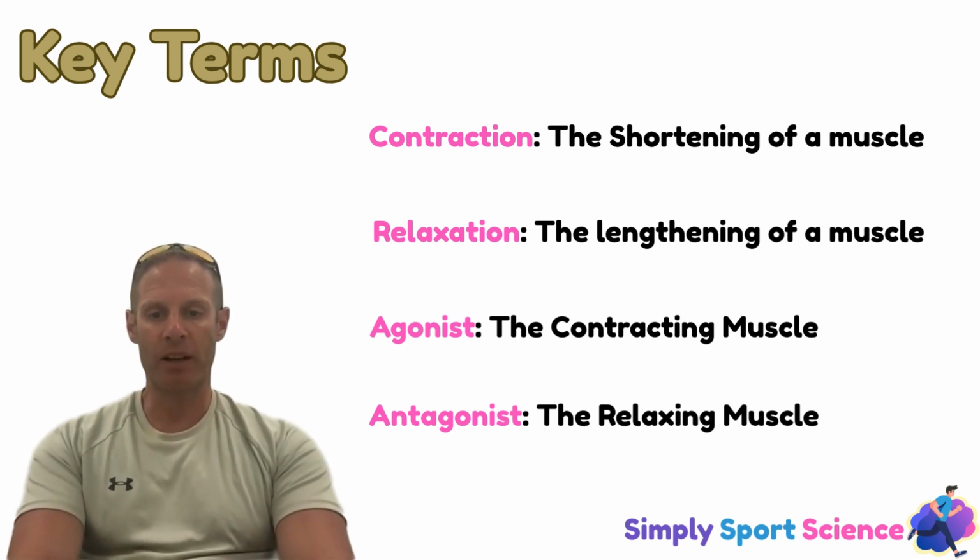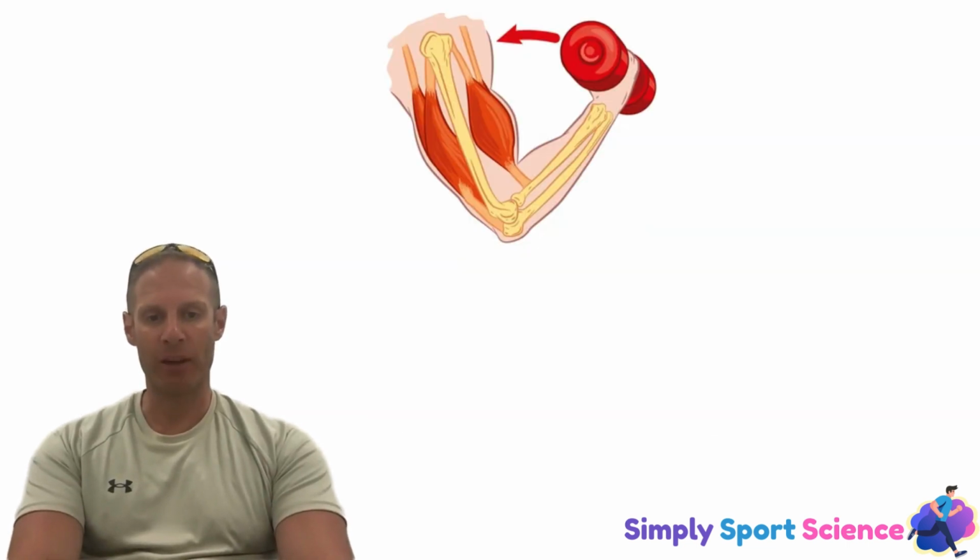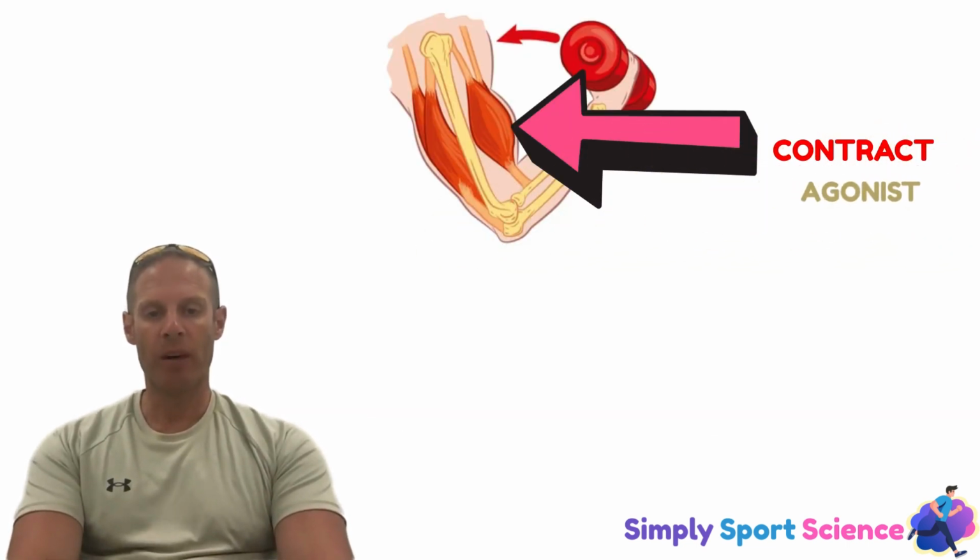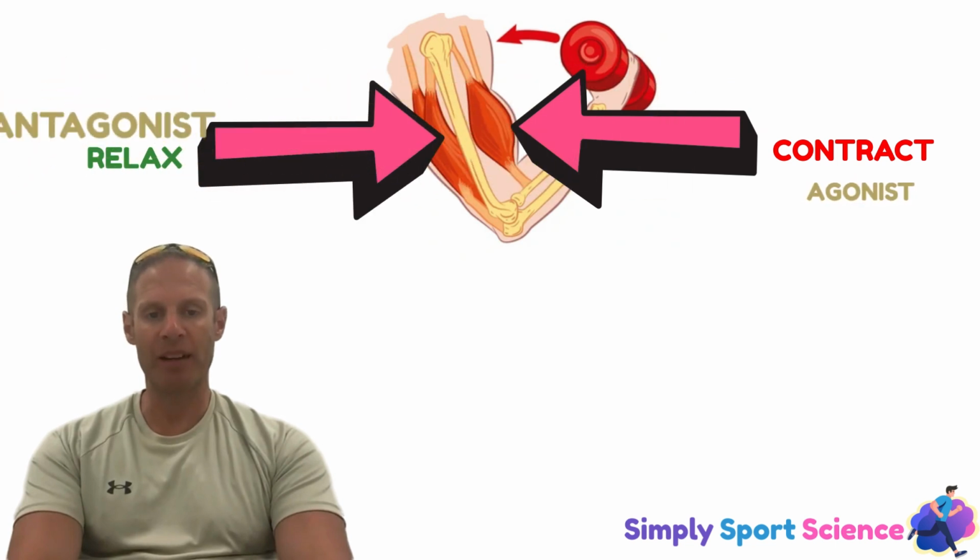So how does this work? Well, the agonist or prime mover is the muscle that contracts to cause the movement. The antagonist is the muscle that relaxes to allow the movement to happen. Let's look at an example with a bicep curl at the elbow. When you curl your arm up, the bicep contracts, making that the agonist. At the same time, the tricep relaxes, acting as the antagonist.